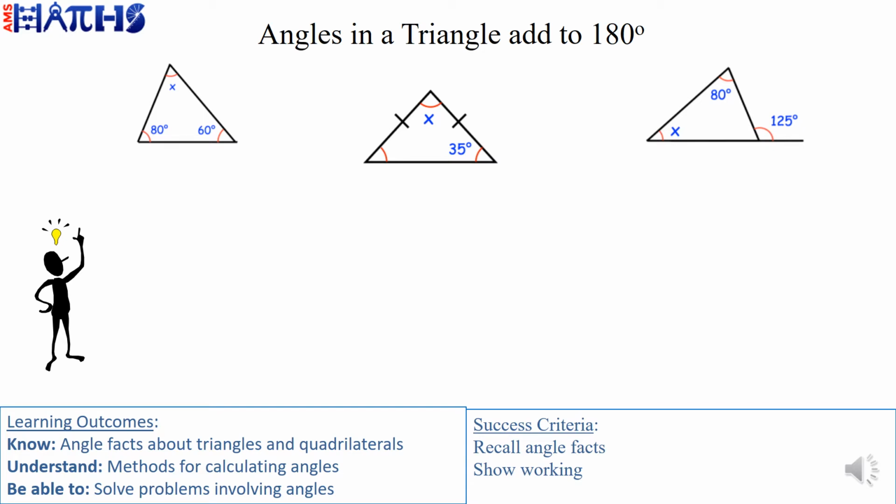So for our topic, the first bit that we're going to do is angles in a triangle. You need to make a note that angles in a triangle add to 180 degrees. So there are 3 angles in a triangle, and all 3 should add together to give 180 degrees.